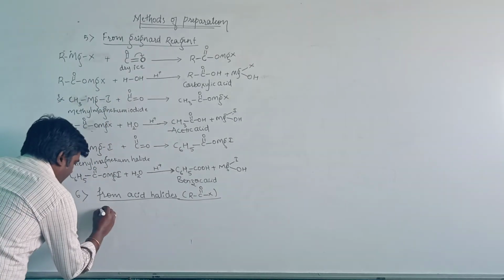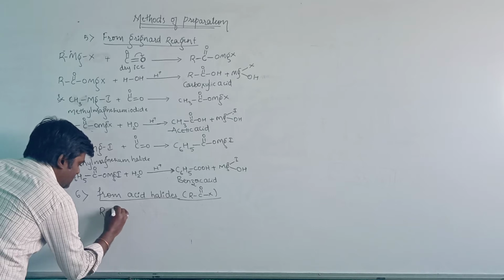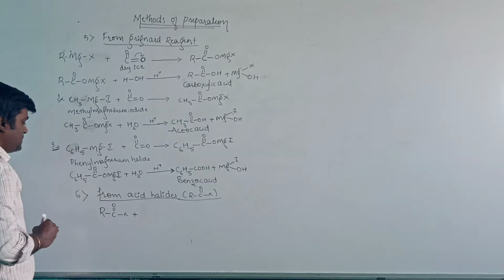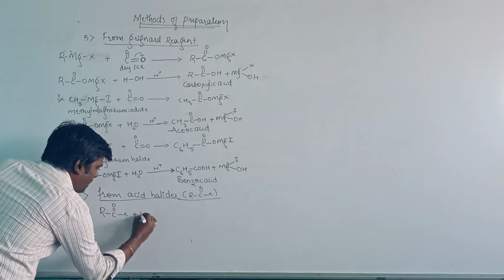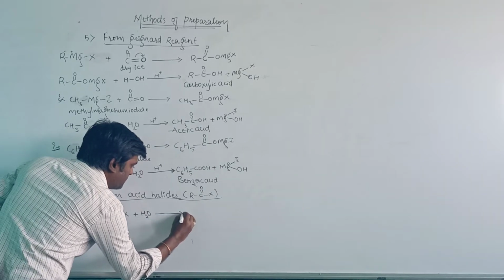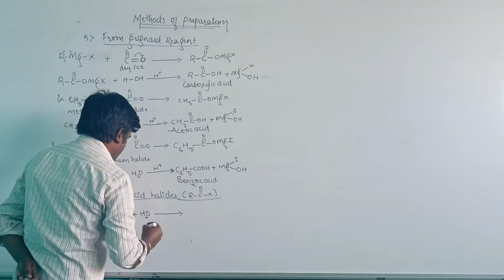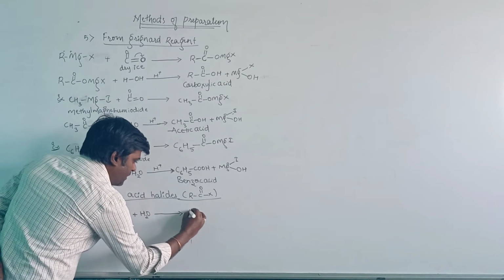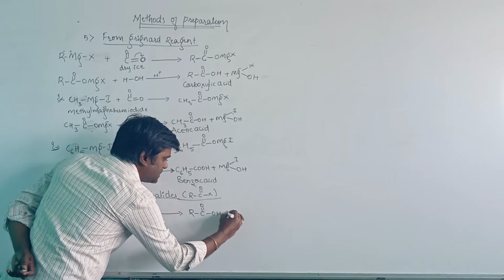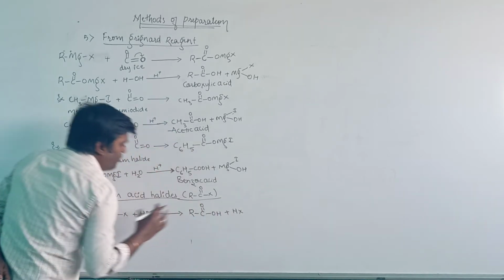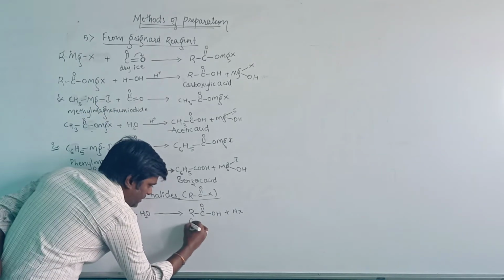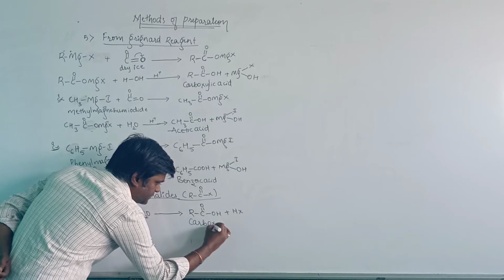When the acid halides, that is RC double bond OX, undergo hydrolysis, they produce the compound called carboxylic acid. It produces RC double bond OH plus HX. The compound is the carboxylic acid. The main product is the carboxylic acid.